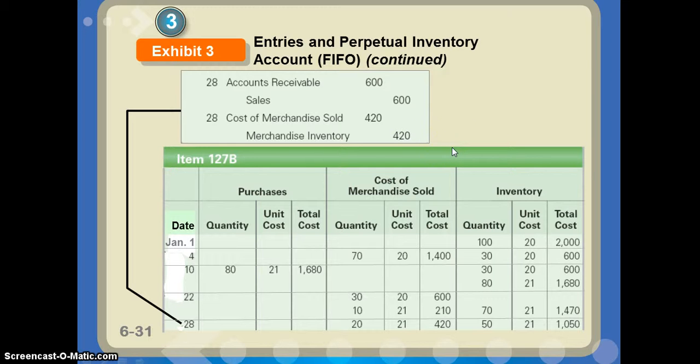Here is your journal entry. Did you do that right? This is adding another step on the previous entries we've done. They used to tell us the cost of merchandise sold. It's the same entry, however, we are calculating the cost of merchandise sold.